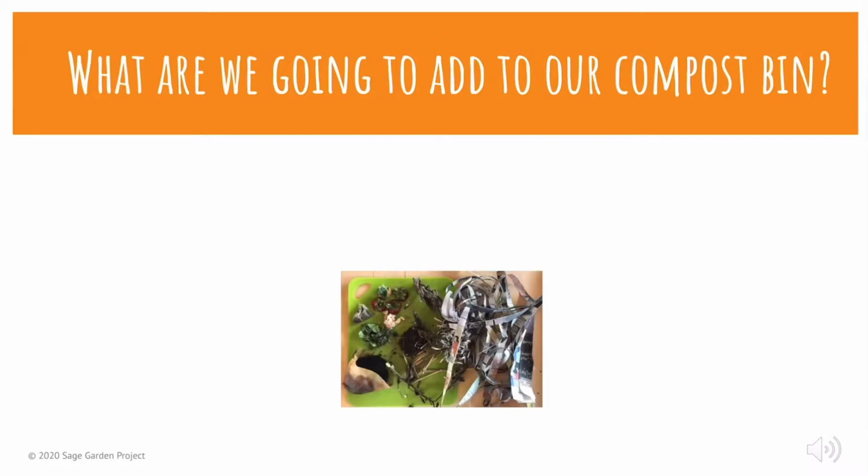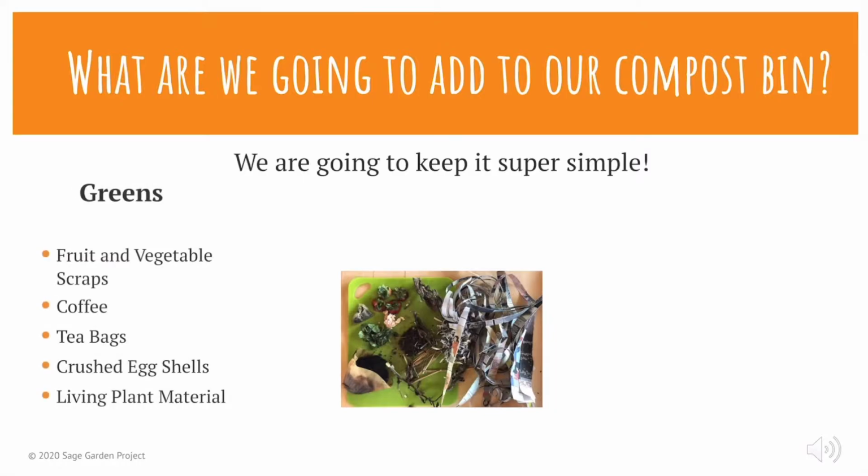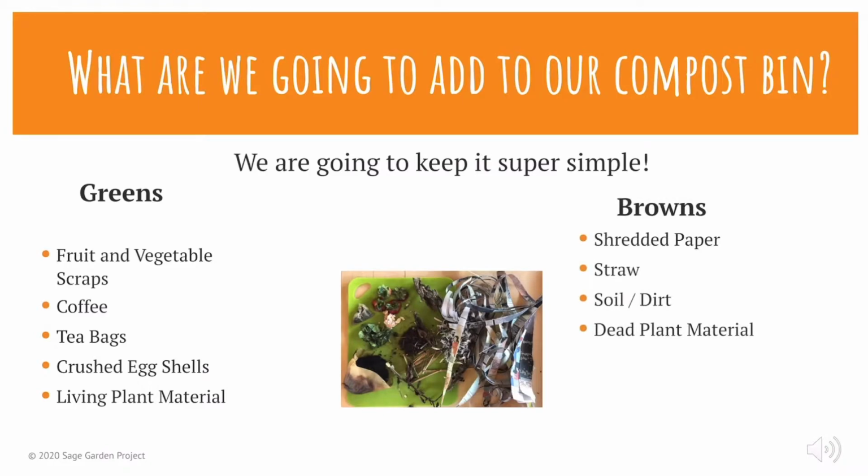What are we going to add to our compost bin? We're going to keep it super simple. For greens, we're going to add fruit and vegetable scraps, coffee, tea bags, crushed eggshells, and living plant material. For browns, we're adding shredded paper, straws, soil or dirt, and dead plant material.